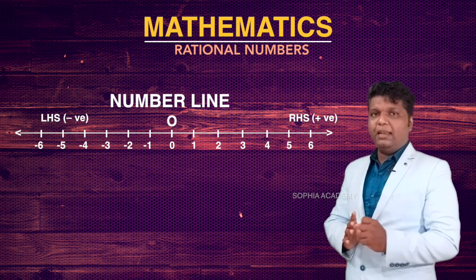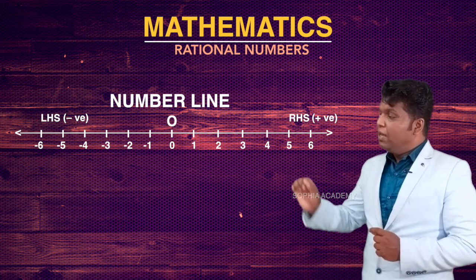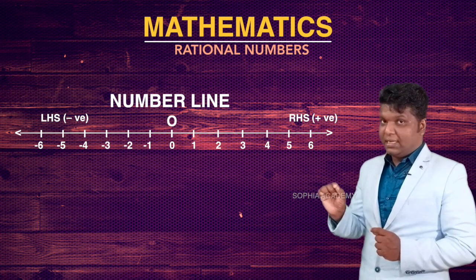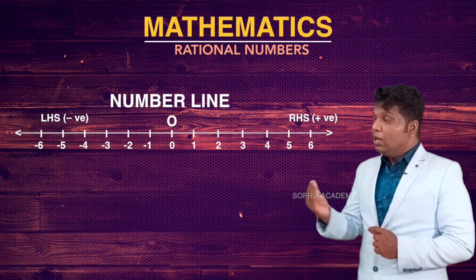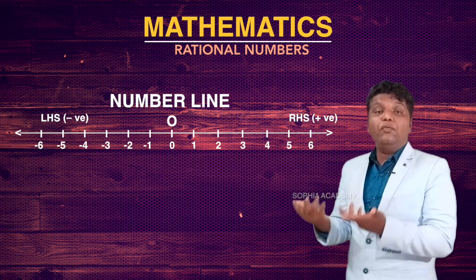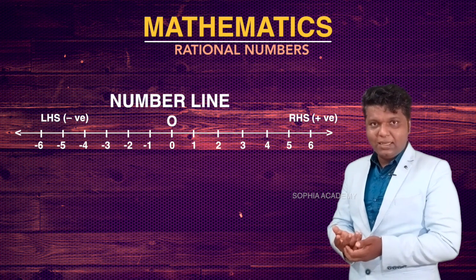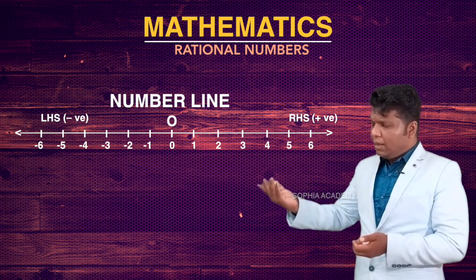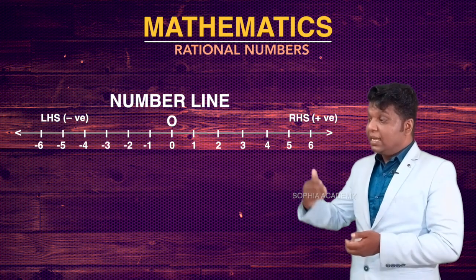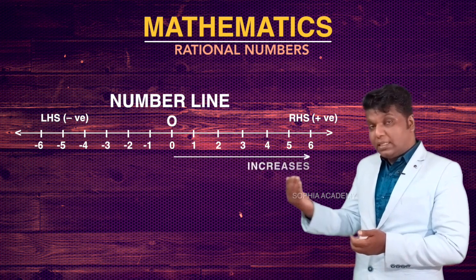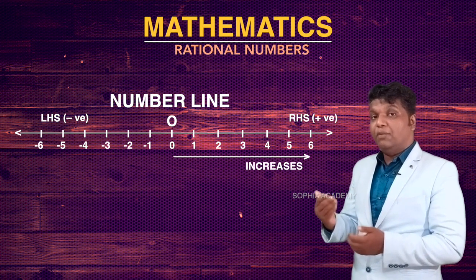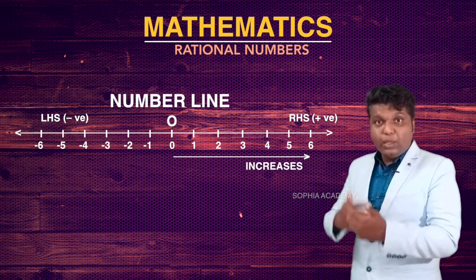And in this number line, you might have noticed one thing. When you're moving towards the right hand side, you can see the value of the number increases gradually, right? 2 is greater than 1. 3 is greater than 2. Means when you're traveling towards the right hand side, you can see that the value of the numbers gradually increases.